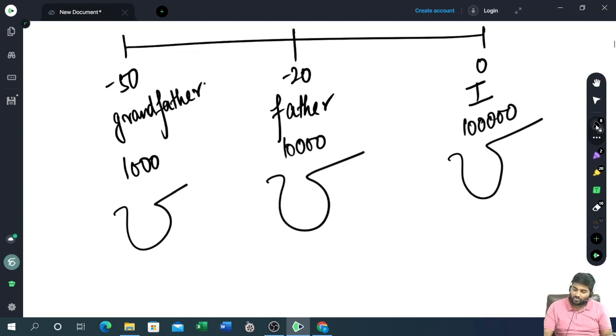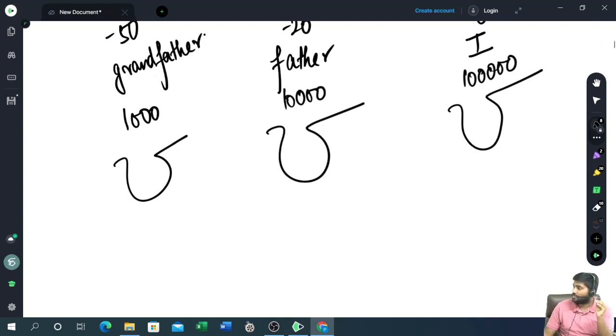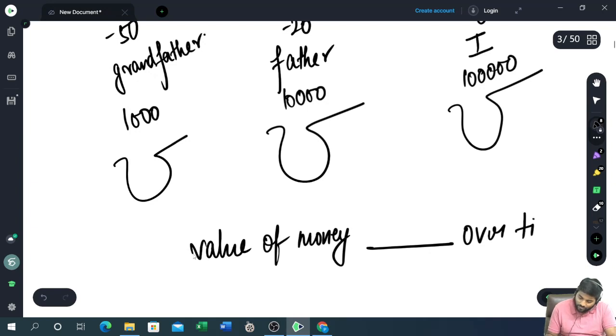So what can I say about this? What thing can I say? Value of money over time. Value of money over time.